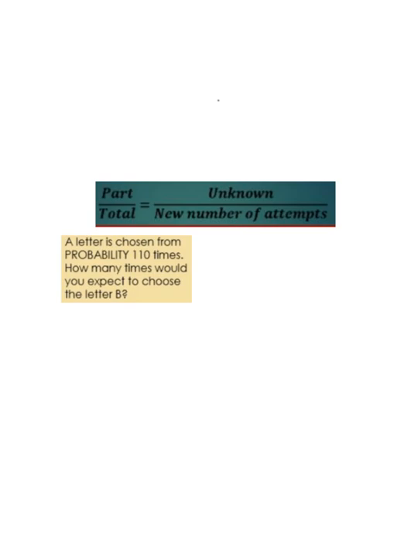All right, so a letter is chosen from probability 110 times. How many times would you expect to choose the letter B? So first we got to count the total number of letters in probability. 1, 2, 3, 4, 5, 6, 7, 8, 9, 10, 11. There are 11 total letters. And how many B's are there? 1, 2. So 2 out of 11 is the chance of pulling that.